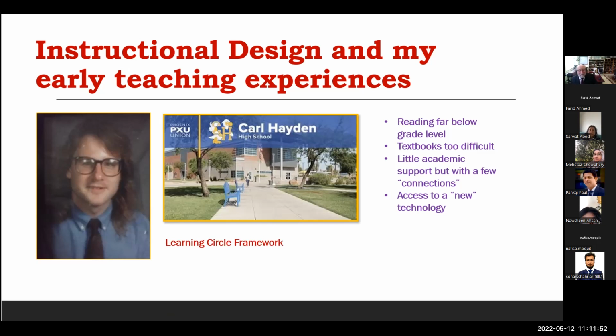It was called the Learning Circle Framework. I basically analyzed the problem. They weren't reading at grade level, and because of that, I think a lot of them gave up. They knew they weren't good at reading, and unfortunately they didn't have the support in the system to improve their reading. And there were no books at home or things like that.